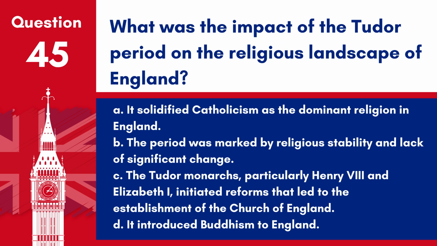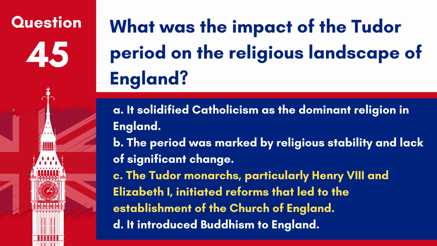Question 45. What was the impact of the Tudor period on the religious landscape of England? A. It solidified Catholicism as the dominant religion in England. B. The period was marked by religious stability and lack of significant change. C. The Tudor monarchs, particularly Henry VIII and Elizabeth I, initiated reforms that led to the establishment of the Church of England. D. It introduced Buddhism to England.